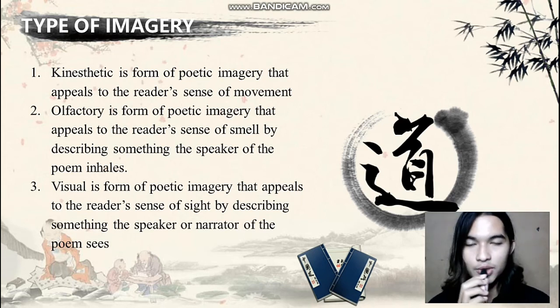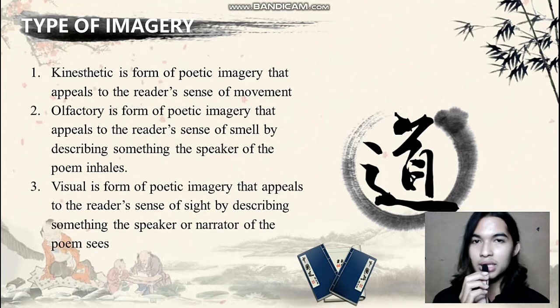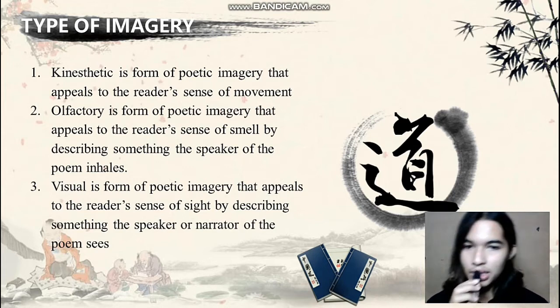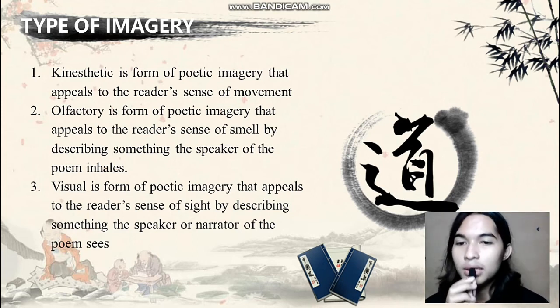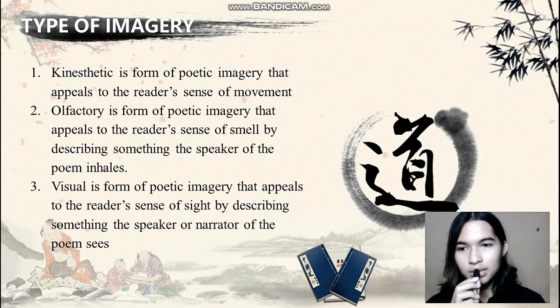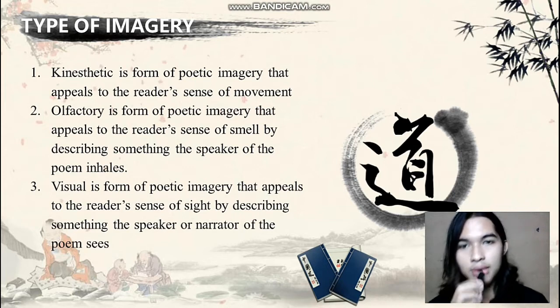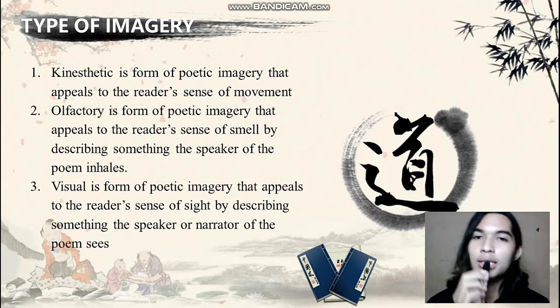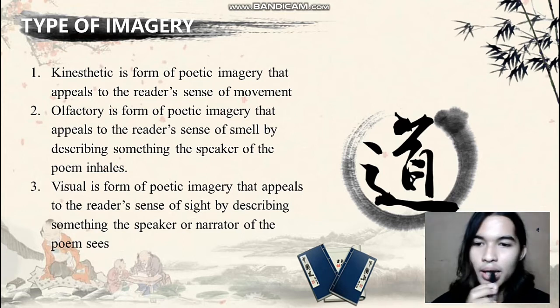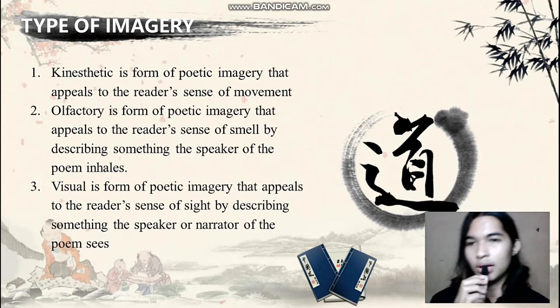And the third one we have visual. Visual is a form of poetic imagery that appeals to the reader's sense of sight by describing something the speaker or narrator of the poem sees. So in visual, you can see, and it includes visual description, also physical attributes, including color, size, shape, lightness, darkness, shadow, and shade, and etc.